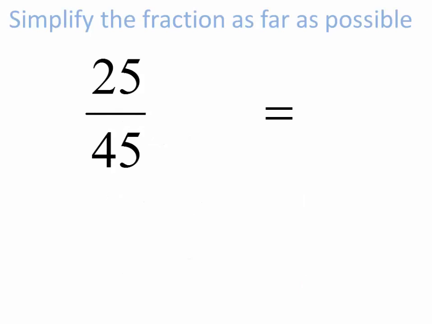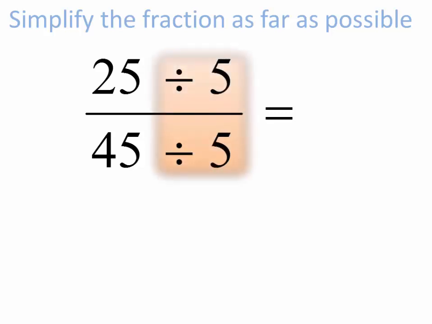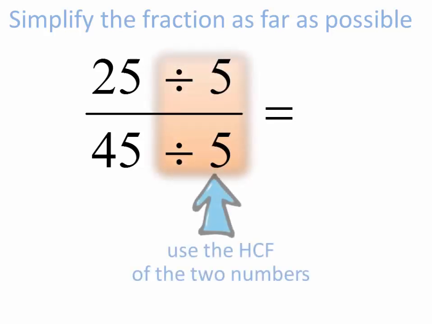To simplify fractions, it's exactly the same. All you're trying to do is find your smallest equivalent fraction. And this example is quite an easy example because it's pretty obvious what goes into both of those. It's 5. But what you should look for is the highest common factor. That'll give you the simplified fraction straight away.